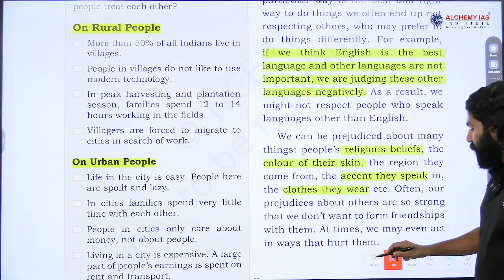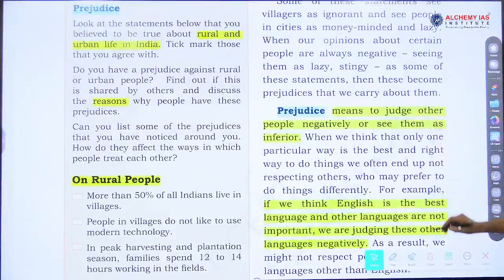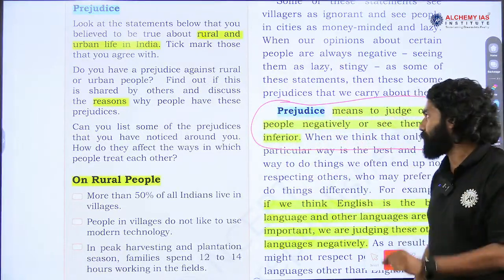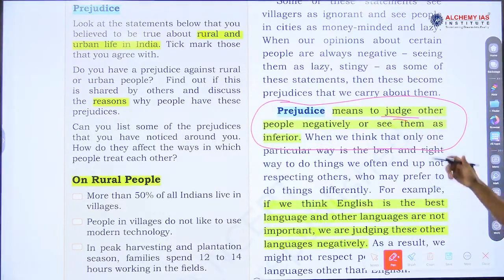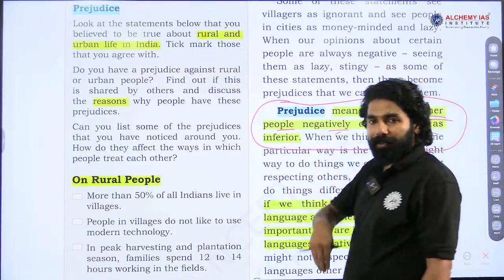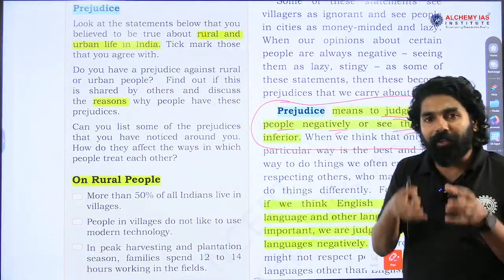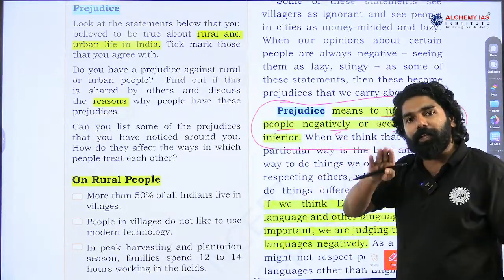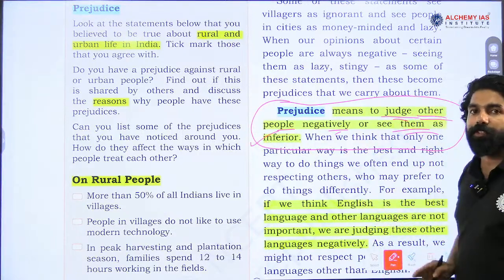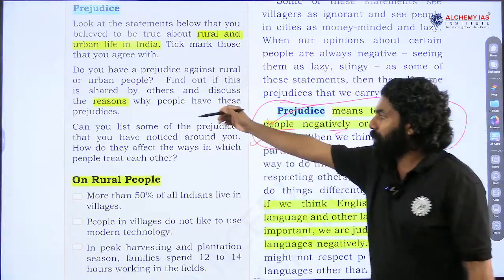So these are the examples given in this chapter in order to explain the concept of prejudices. The meaning of prejudice is also given in this paragraph, which is already highlighted in this PDF. Prejudice means that we are making some judgment towards other people negatively, or we see them as inferior to us. It is making judgments without any research or fact, by observing only a few sections of people doing some act, and then making a judgment towards those sections of people. This negative formation of judgment is what is called prejudice.